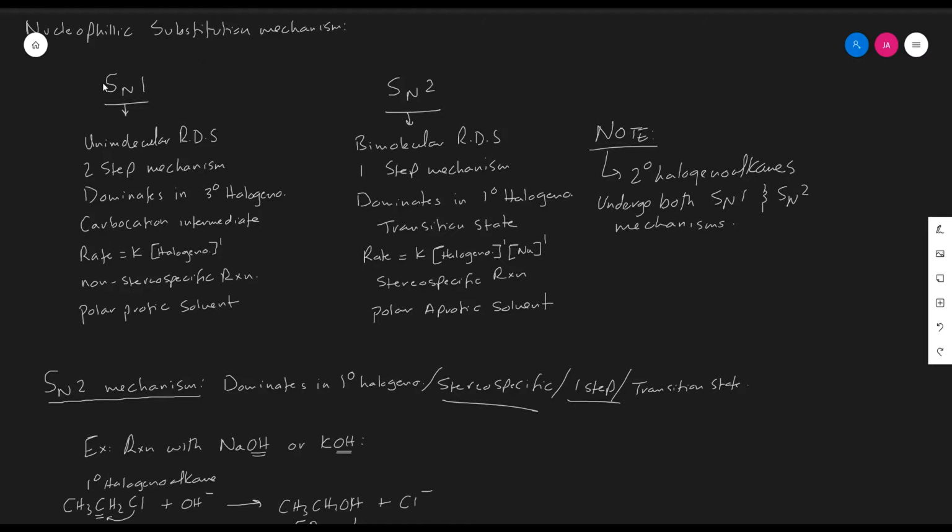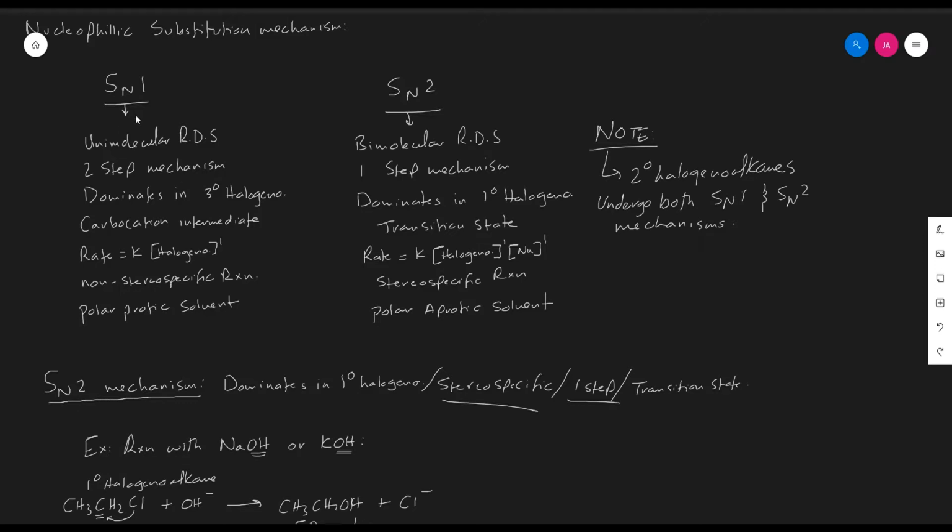SN1 type mechanisms dominate in tertiary halogenoalkanes, while SN2 mechanisms dominate in primary halogenoalkanes. I've placed a note here on the side to state that secondary halogenoalkanes undergo both SN1 and SN2 mechanisms equally. The reason behind this will be discussed in part 3 and 4.